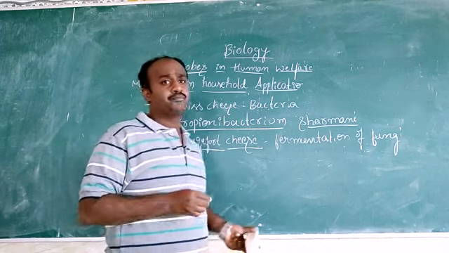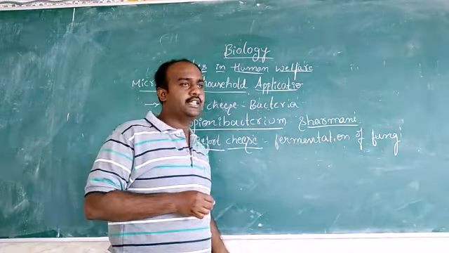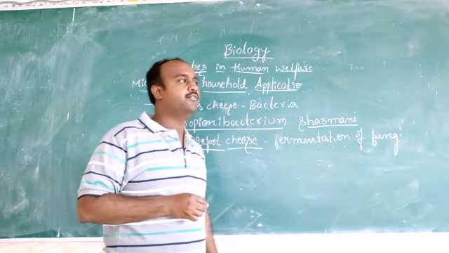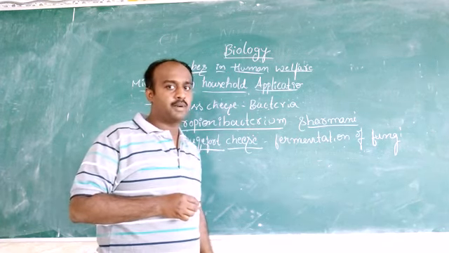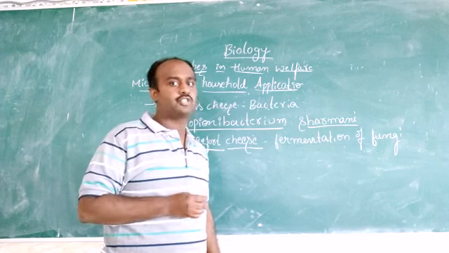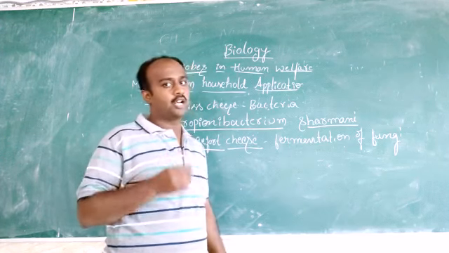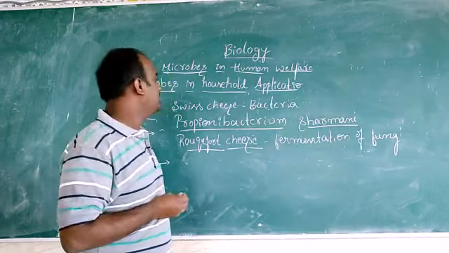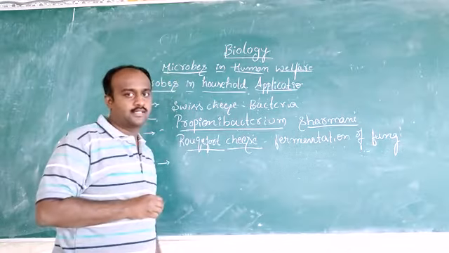And one more, I already told you about toddy, which is obtained by fermentation of sap in palm trees. We also undergo fermentation in the case of fish and soya. Okay, this is about today's class.